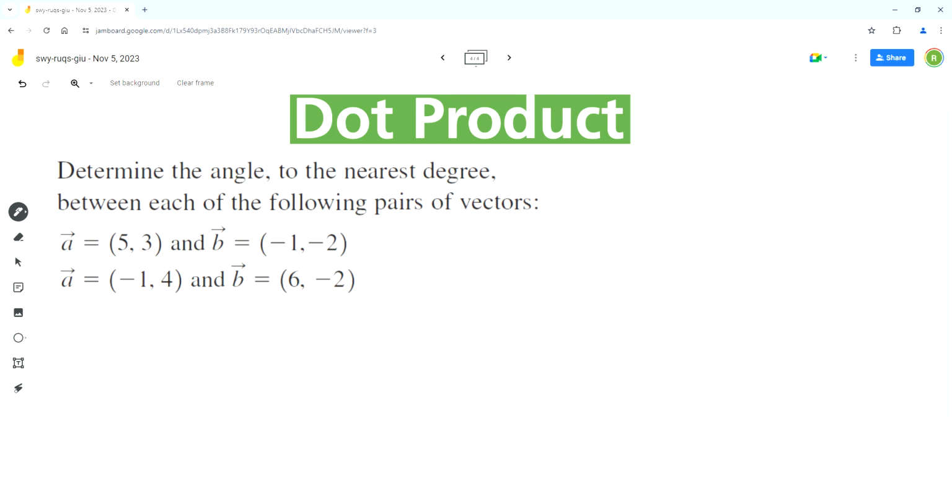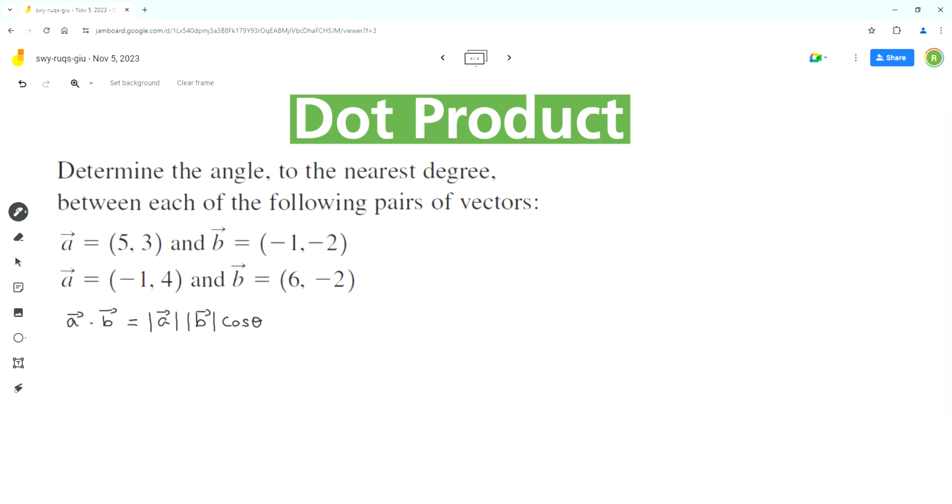So in order to find the angle between these pairs of vectors, we have to use the dot product equation, which is A dot B is equal to magnitude of A times magnitude of B times cosine of angle between vectors A and B. So now we should find the magnitude of vectors A and B.